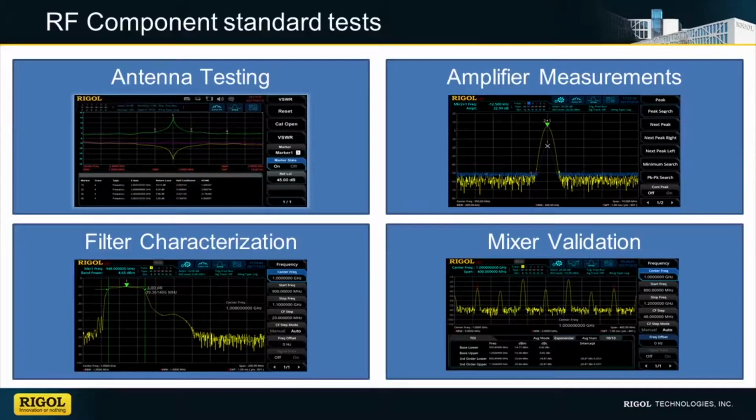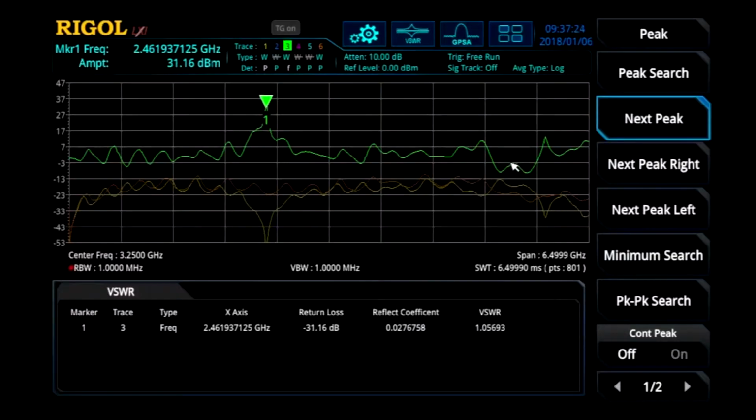Let's look at a few of these standard tests and how they are conducted with the RSA 5000. First, let's use the Visual measurement that is standard with the RSA 5000-TG models to characterize an antenna. With this automated Visual measurement, we can tune or verify our antenna to optimize range and battery life for our transceiver. Here, we're using a VB1040 directional coupler accessory to make the measurement.